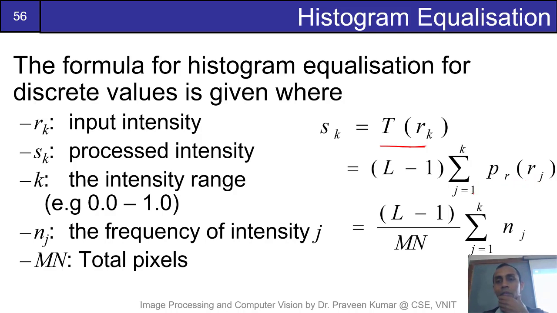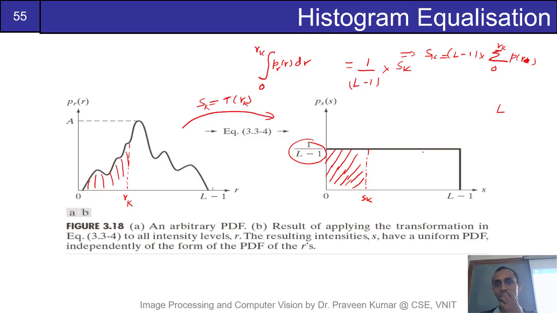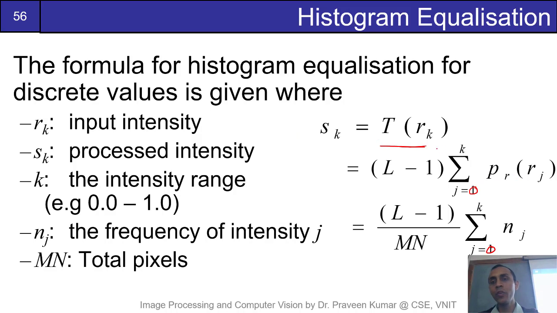but I think there's some problem with the notation. The notation in the book should start from 0, because 0 is the first level. I'll verify it from the book, but it will go from 0 to k. That is the area from the left hand side curve multiplied by L minus 1, which was the numerator here, so it went there. So this thing is going to be the resultant transformation function.